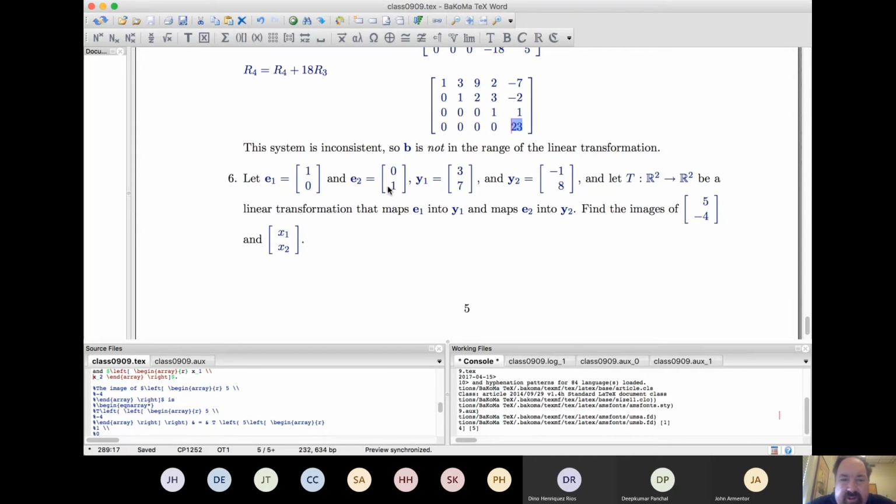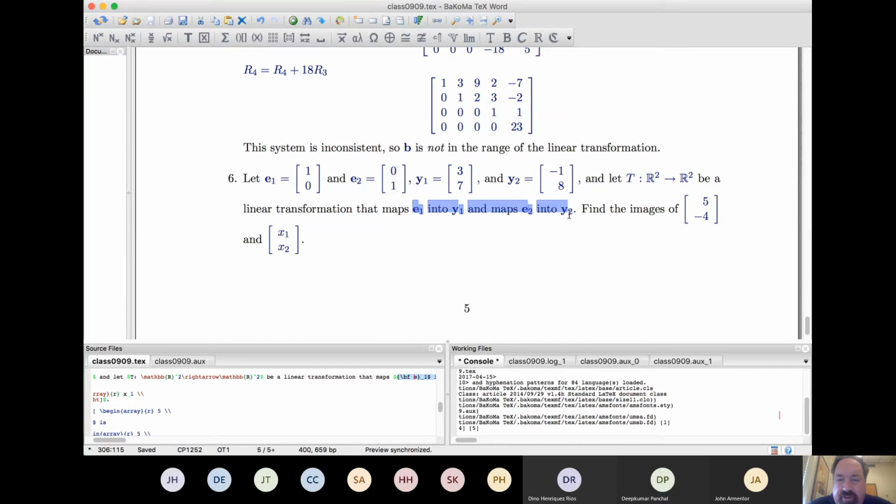So here we have these 2 vectors, E1 and E2, and then these vectors Y1 and Y2. All of these vectors are used to define this linear transformation T. So T times E1 gives you Y1, and T applied to E2 gives you Y2. What the question is asking is, if we know this much about the linear transformation, then what happens if we plug in this given vector here, 5 and -4, or any vector x1, x2? It'd be nice to use this information to get a formula for the linear transformation for whatever vector we plug into it.